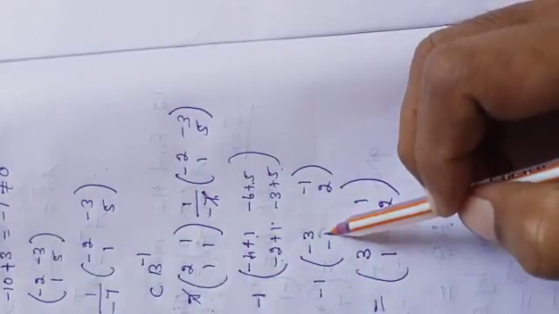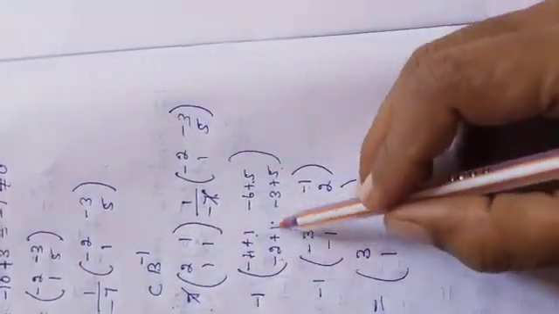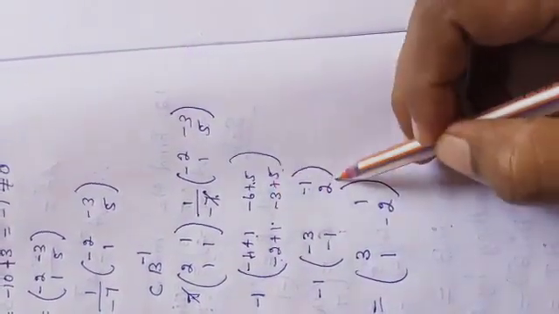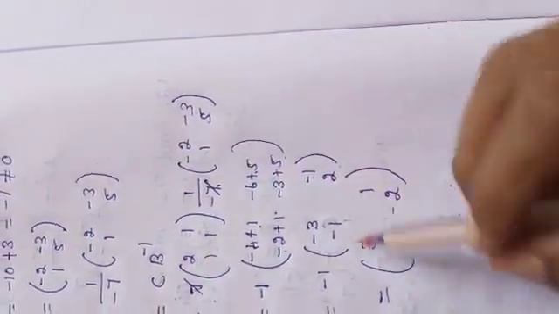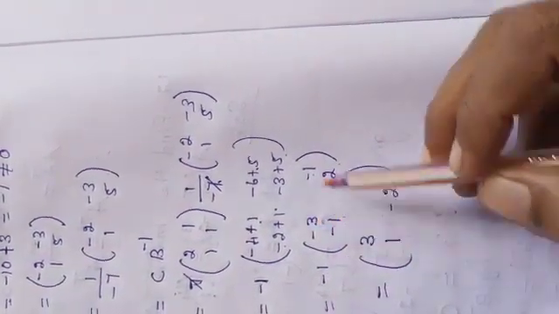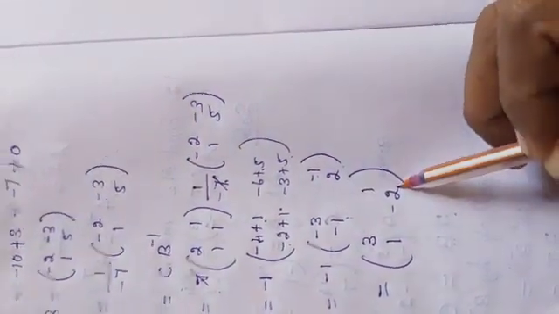When we simplify, what do we get? Minus 4 plus 1 is minus 3. Minus 6 plus 5 is minus 1. Minus 2 plus 1 is minus 1. And minus 3 plus 5 is 2. Now just put the minus 1 inside. Multiply by minus 1. So 3, 1, 1 and minus 2. This is the matrix A.